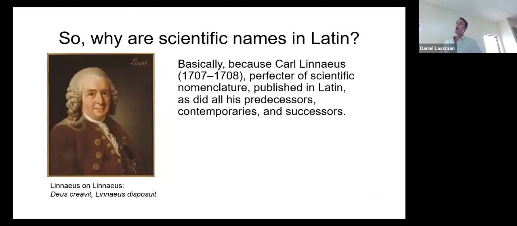Okay, so why are scientific names in Latin? Well, basically because of Linnaeus. Linnaeus was the perfecter of scientific nomenclature, and he published in Latin, as did everyone else at the time. Linnaeus was funny, but also incredibly pompous, and that's what he said of himself: Deus creavit, Linnaeus disposuit. God created, Linnaeus ordered.